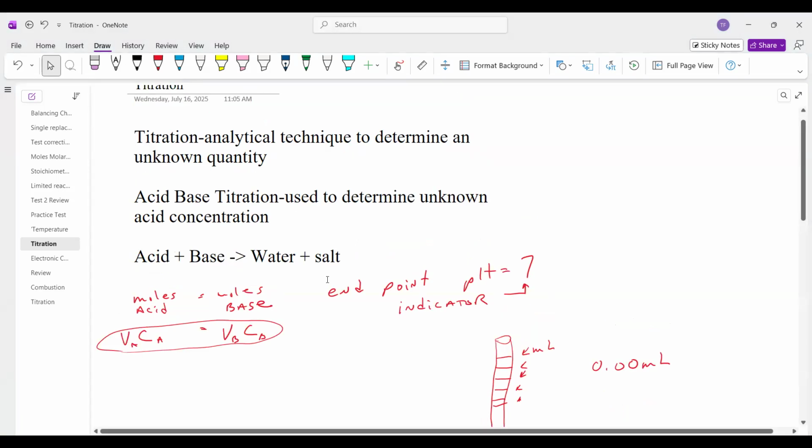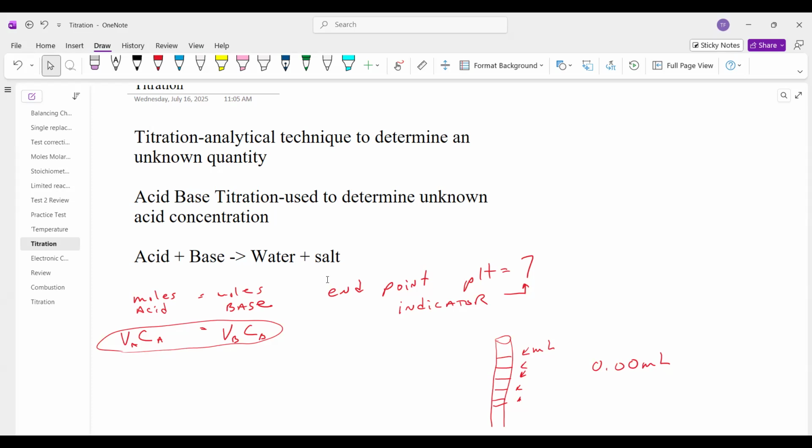Titration is based upon many things. You can have an acid-base titration, you can have an oxidative reductive titration, lots of different kinds of titrations. But a titration in general is an analytical technique to determine an unknown quantity. It's a very generic technique. In school, we frequently do an acid-base titration. Acid-base titration is based on an acid and a base neutralizing each other.